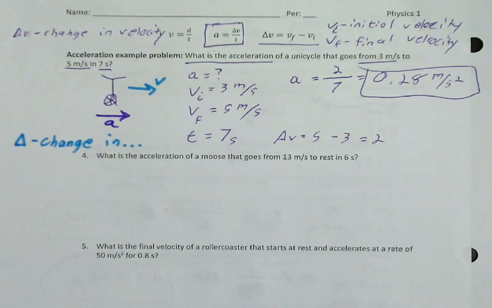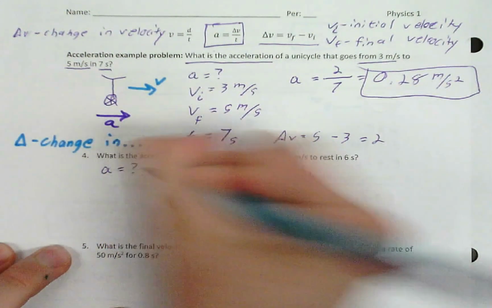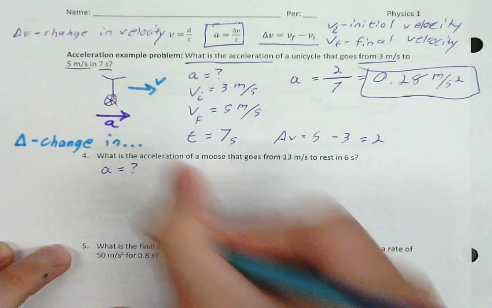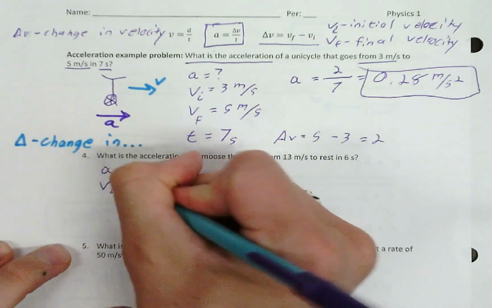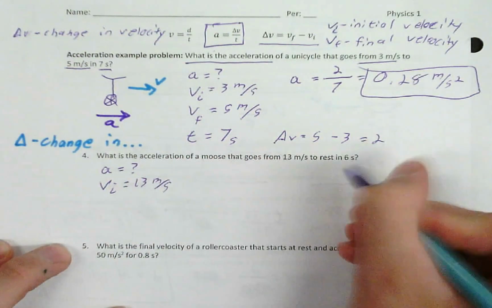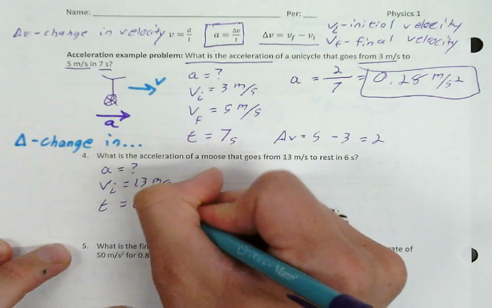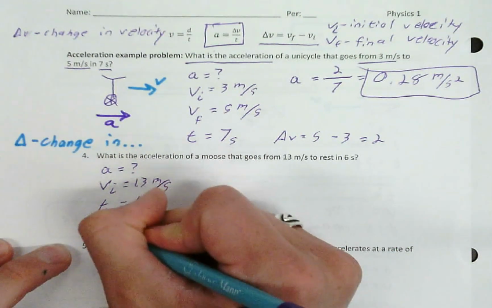And we'll talk about it here in just a minute. We already have what A is, the acceleration. We've already got it goes from 13, that's VI, that's excellent. It does it in 6 seconds, that's excellent. But then the question I was given is, what's V final?